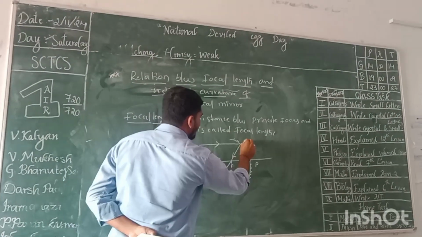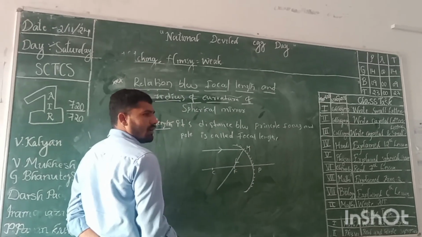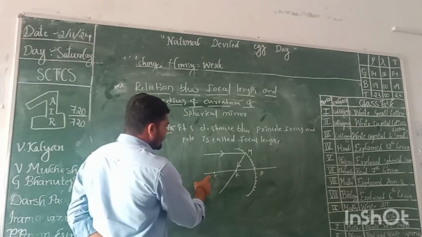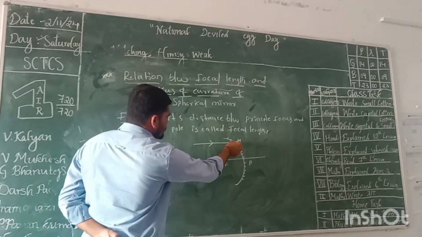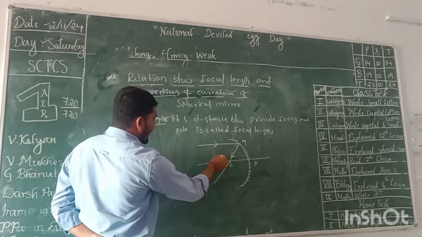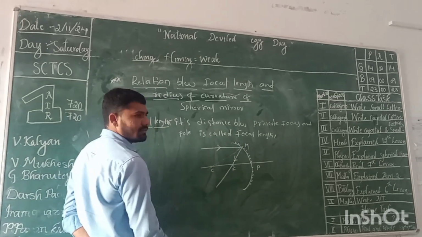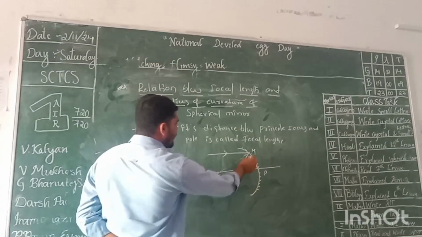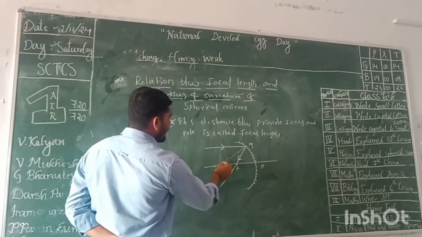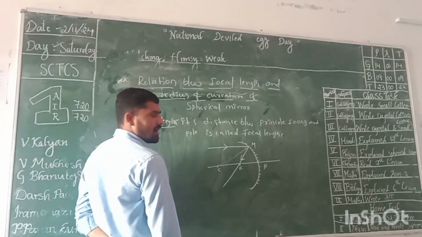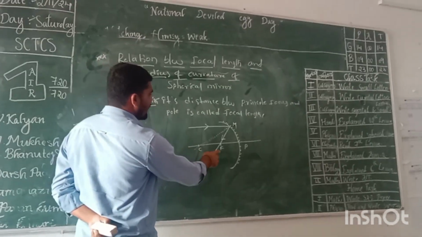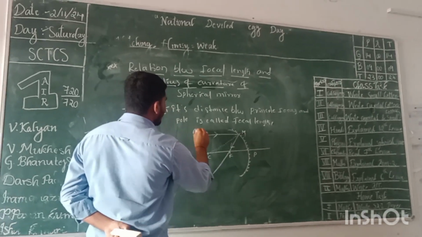So this is the mirror, with the center and the focus. This line is the normal at the center. These are the normal lines on the center. This is C, this is F, and this is A.